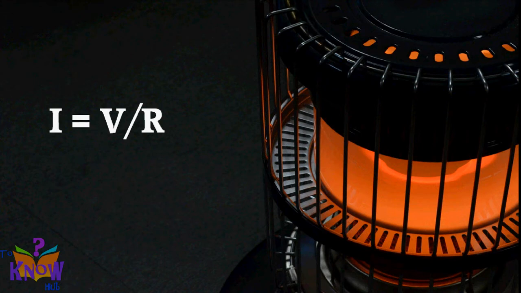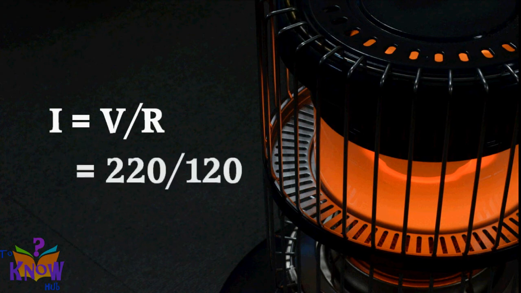Now we take a heater. It has much lesser resistance, say 120 ohm. So I = V/R, V is 220, R is 120. So the current flowing through the heater is 1.83 ampere. So if resistance increases, the electric current, that is I, decreases. That is, I is inversely proportional to R, resistance, given voltage is unchanged.